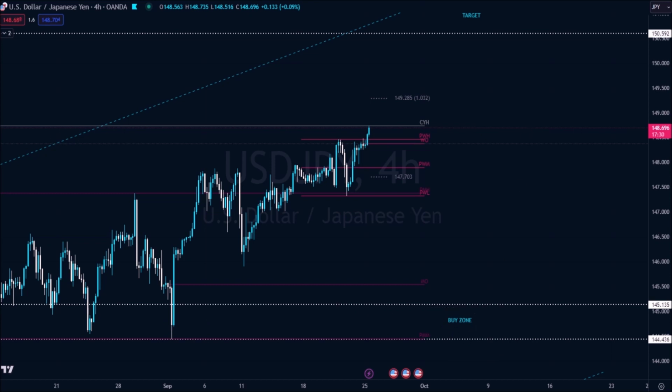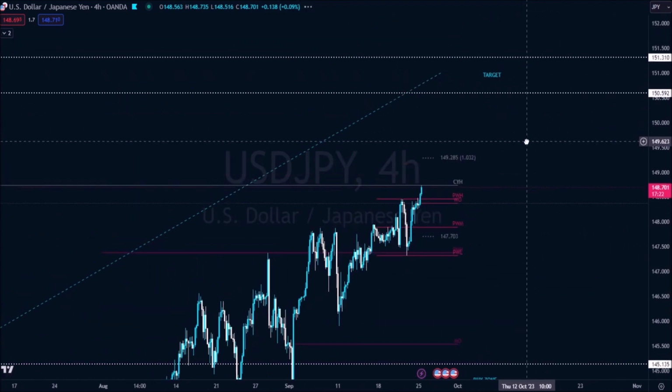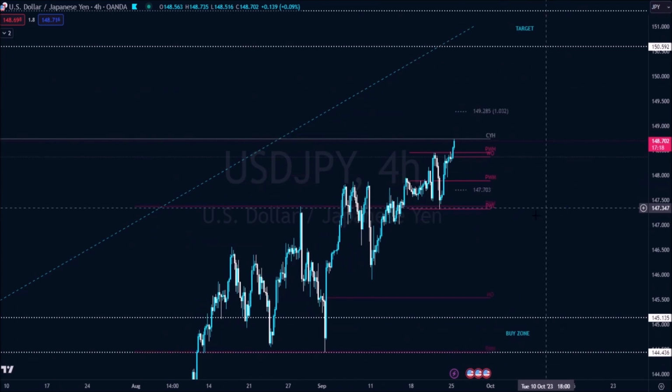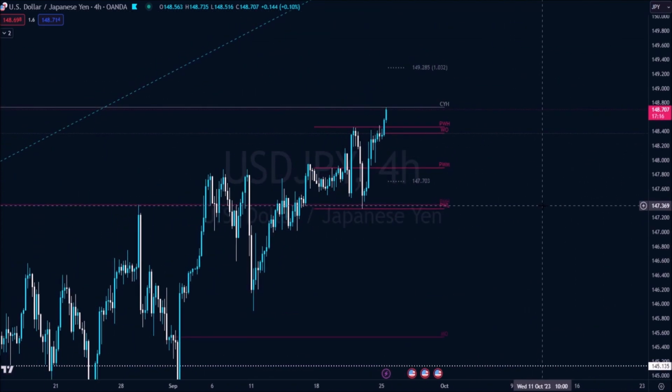But at the moment, I'm only looking for day trades on dollar yen to the upside, because I feel that we may be coming to a top sometime soon. But I do have a target up here around 150.592. So looking for continuation to the upside, what do we really want to see?